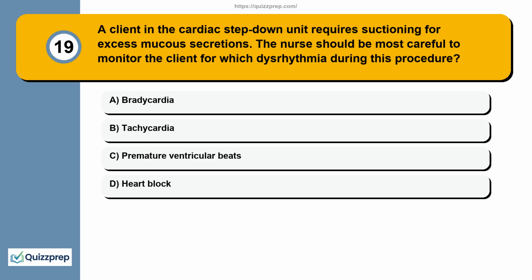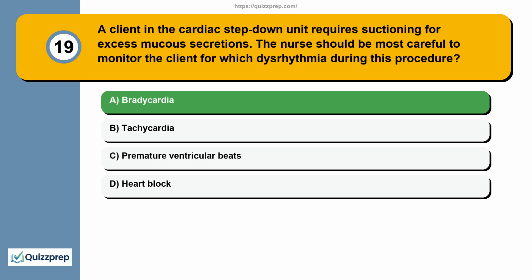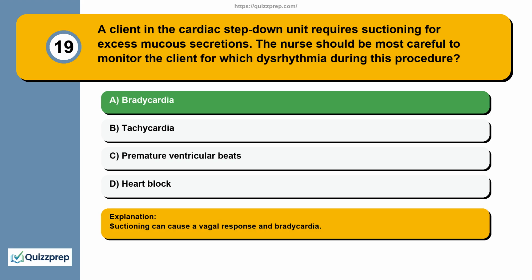Question 19. A client in the cardiac step-down unit requires suctioning for excess mucus secretions. The nurse should be most careful to monitor the client for which dysrhythmia during this procedure: bradycardia, tachycardia, premature ventricular beats, heart block. Suctioning can cause a vagal response and bradycardia.